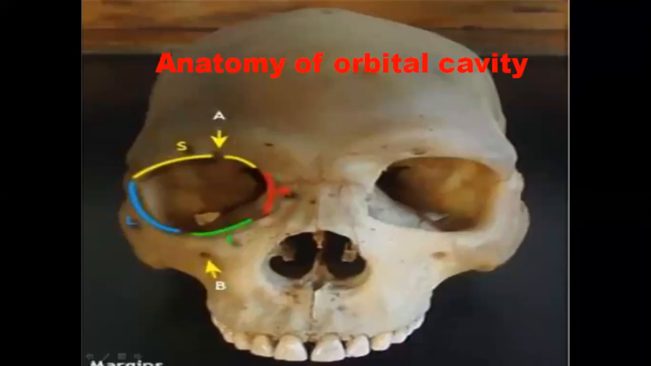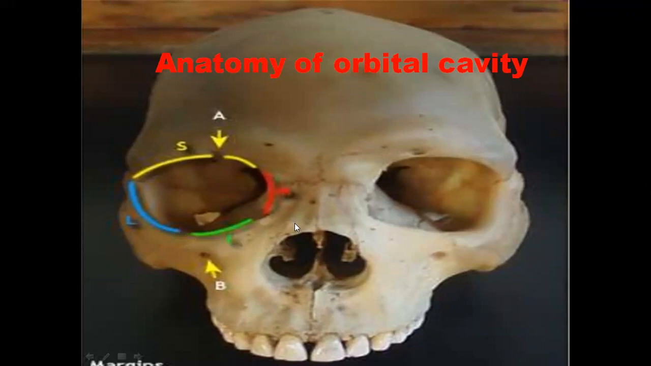Let us study about the orbital cavity. The orbital cavity is a pyramidal space, or paired pyramidal cavity, situated on either side of the root of the nose. This pyramidal shaped cavity has an apex, a base, and four walls. The apex is directed backward, near the optic canal, and the base of this orbital cavity is represented by the orbital margin.